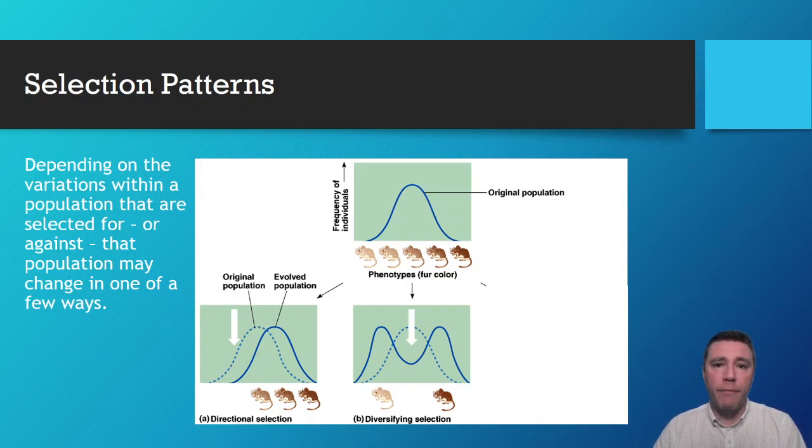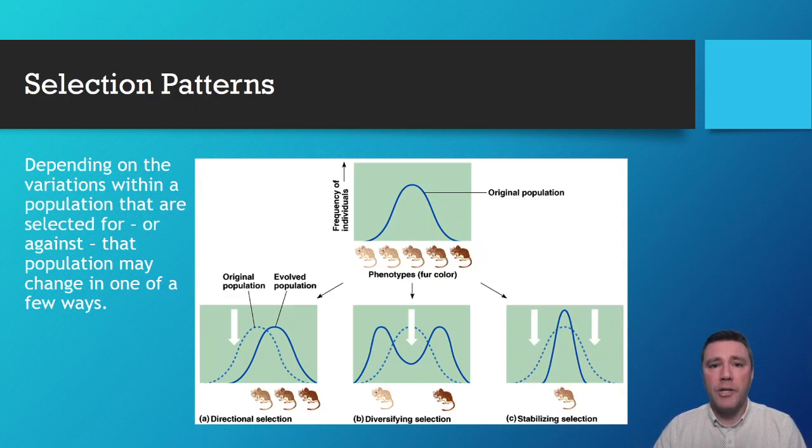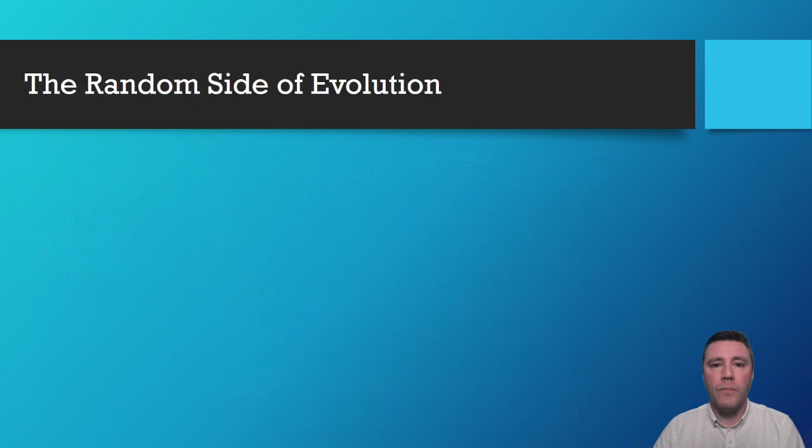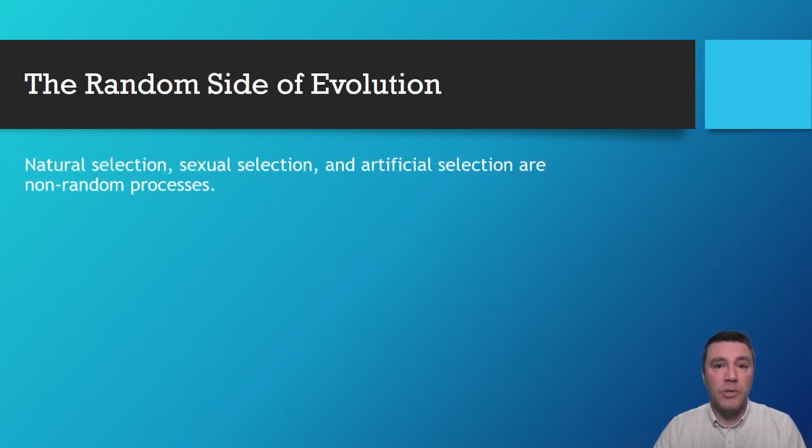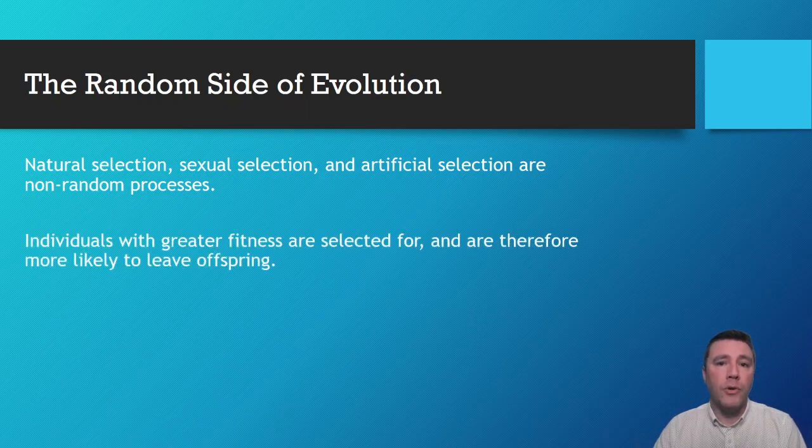Finally, when both extreme phenotypes are selected against, and the intermediate variation is selected for, this is called stabilizing selection. Stabilizing selection reduces the variation and the genetic diversity within a species. So far, the mechanisms behind evolution, natural selection, sexual selection, and artificial selection have all been non-random in nature. Individuals are selected for or against for particular reasons. Some have advantageous variations, others have deleterious variations. Those that are selected for are said to have a greater fitness and are therefore more likely to leave offspring, and perhaps a greater number of them.